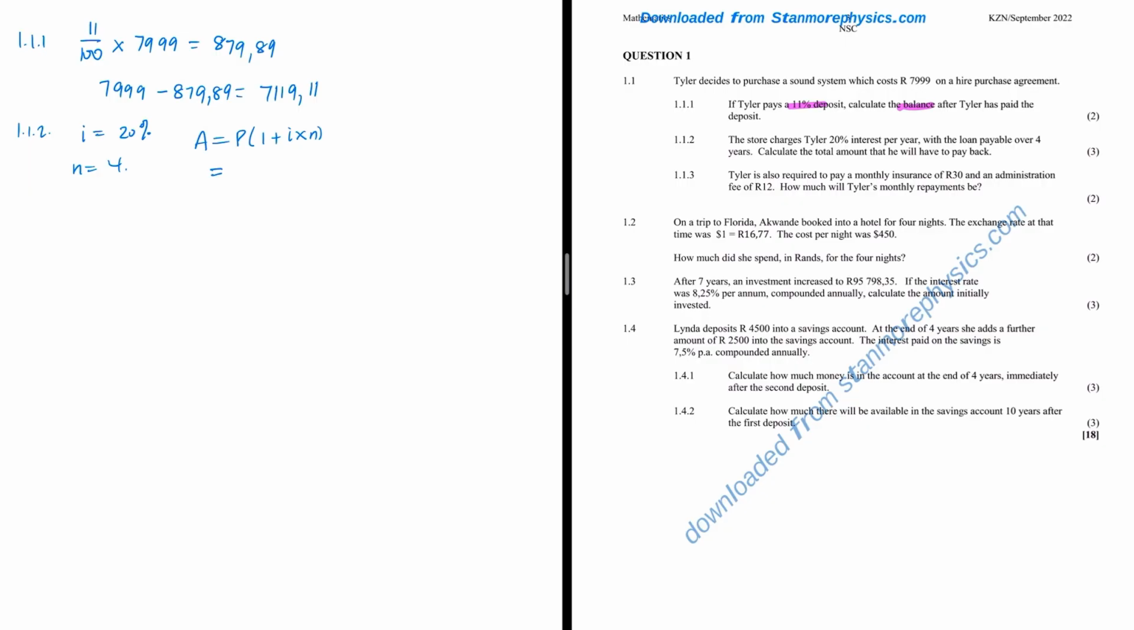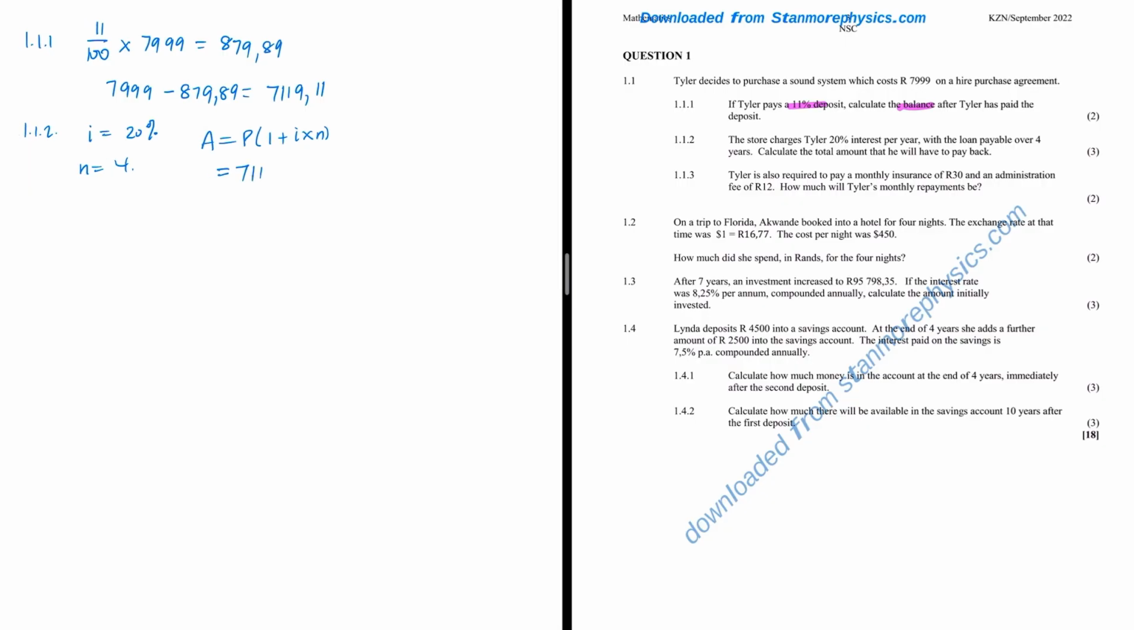Now, Tyler's borrowing 7,119 Rand and 11 cents. It's the value we worked out previously. And then into 1 plus 20 over 100 multiplied by 4. And that gives us a total amount of 12,814 Rand and 40 cents. So that's how much Tyler is going to have to pay back after borrowing the 7,119 Rand.